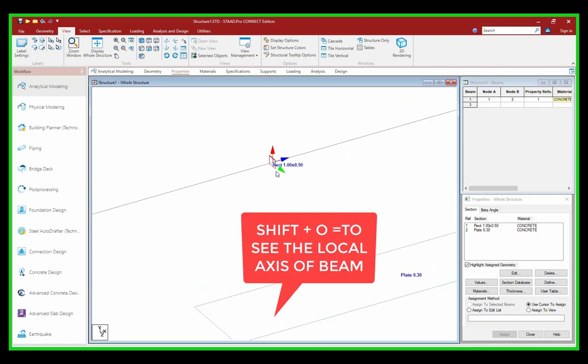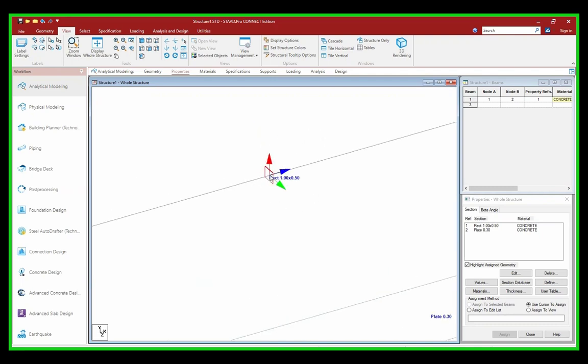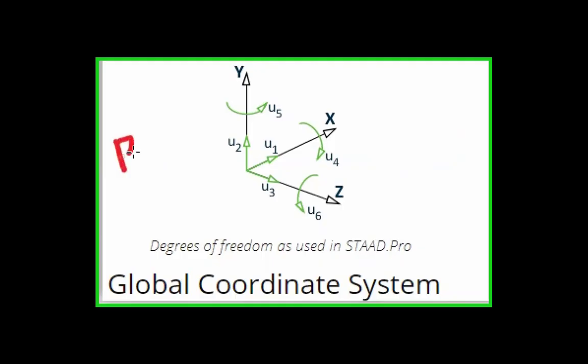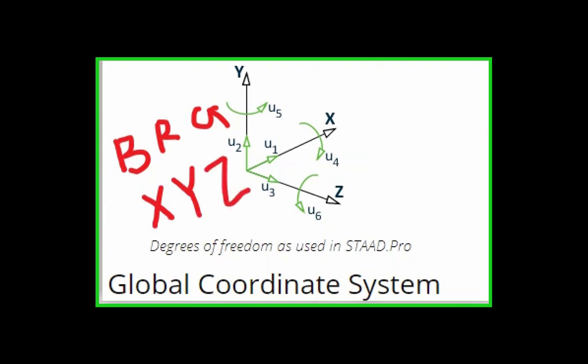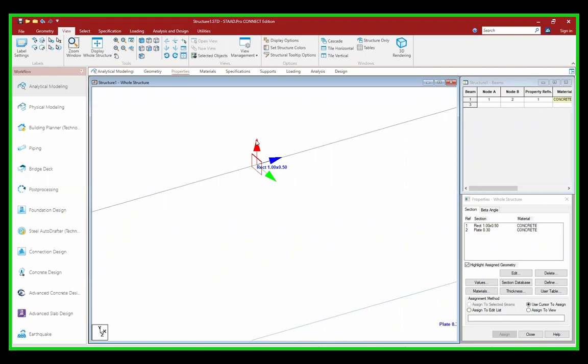Whenever you click Shift O, you can see this symbol come up. What is this symbol? One is blue color, one is red color, and one is green color. Always remember BRG. Blue color stands for the local X axis, red color stands for the local Y axis, and green color stands for the local Z axis, right? So BRG equals XYZ, which is the local direction. So in StatPro, this is the local X axis, this is the local Y axis, and this is the local Z axis, right?